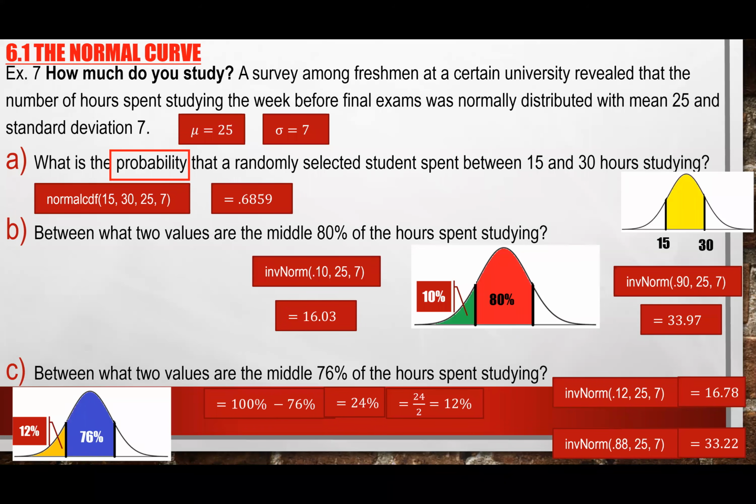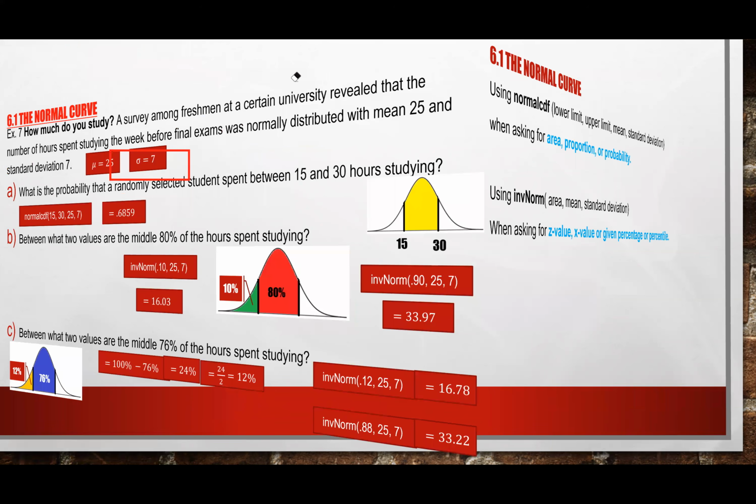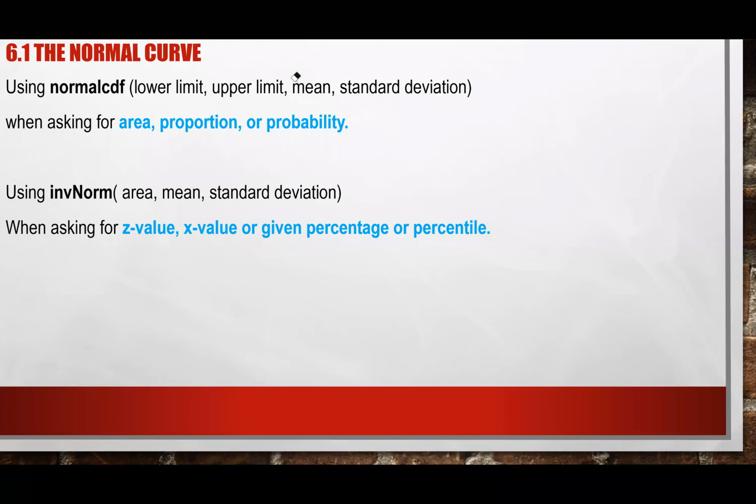Question with this material: when do we use the normal CDF versus when do we use the inverse norm? And how do you use the normal CDF and how do you use the inverse norm? Any questions here, ladies and gentlemen? If you don't have questions, this is the last item we have, which just tells you when to use your normal CDF versus when to use your inverse norm. So if you don't have questions with 6.1, let's take a look at 6.2.